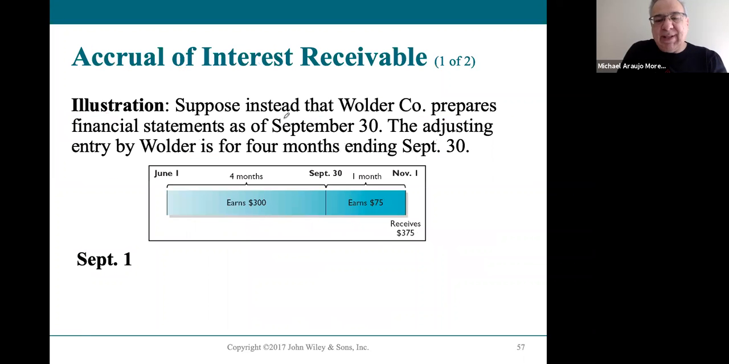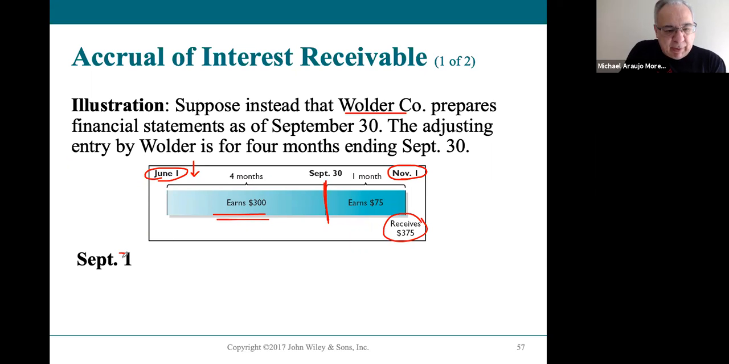Let's take a look at what happens if Wolder Company closes its books at the end of September. So say September 30th ends their fiscal year. They made the loan on June the 1st in this fiscal year. They're not going to get paid until the next fiscal year, right? November the 1st, they're not getting paid because that's how notes work, right? So that means that as of September 30th, they have earned $300 of interest on this loan, but they won't receive it until November the 1st, and they're closing their books.